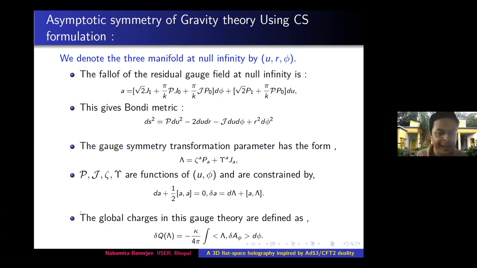Hi, Nabamita ji. Yes. May I ask a question? This is probably a very elementary question, but I'm a little confused. When the black hole horizon is being talked about, is there any black hole solution in 3D gravity in asymptotically flat space? I thought there are no black hole horizons anyway. In pure gravity, there is no black hole solution. All solutions are just locally Minkowski. Yeah, that's what I was asking.